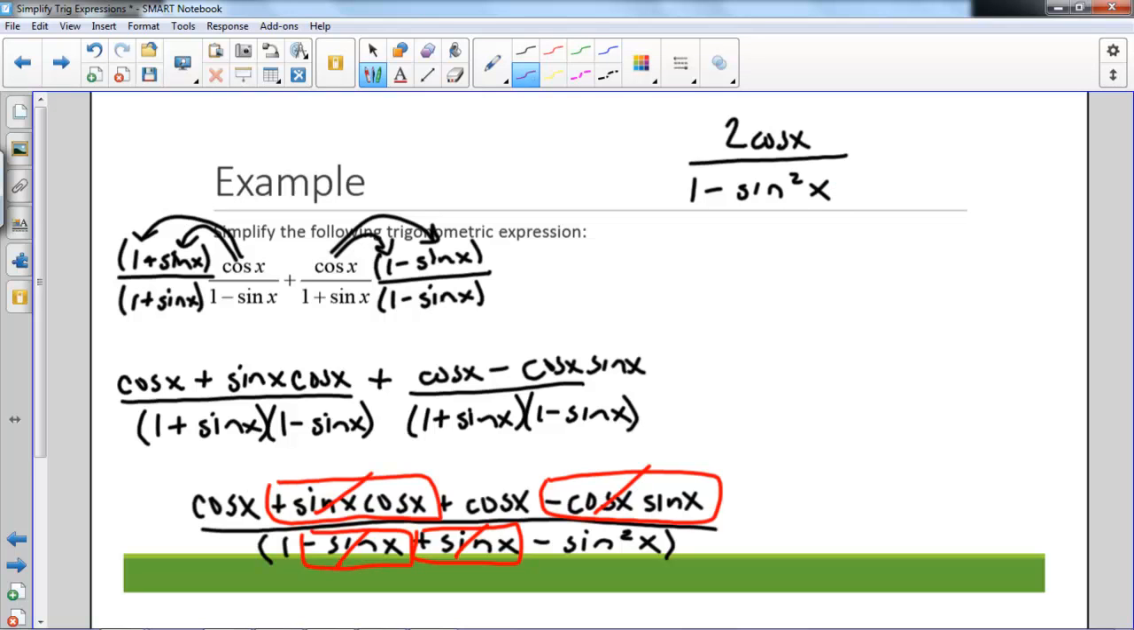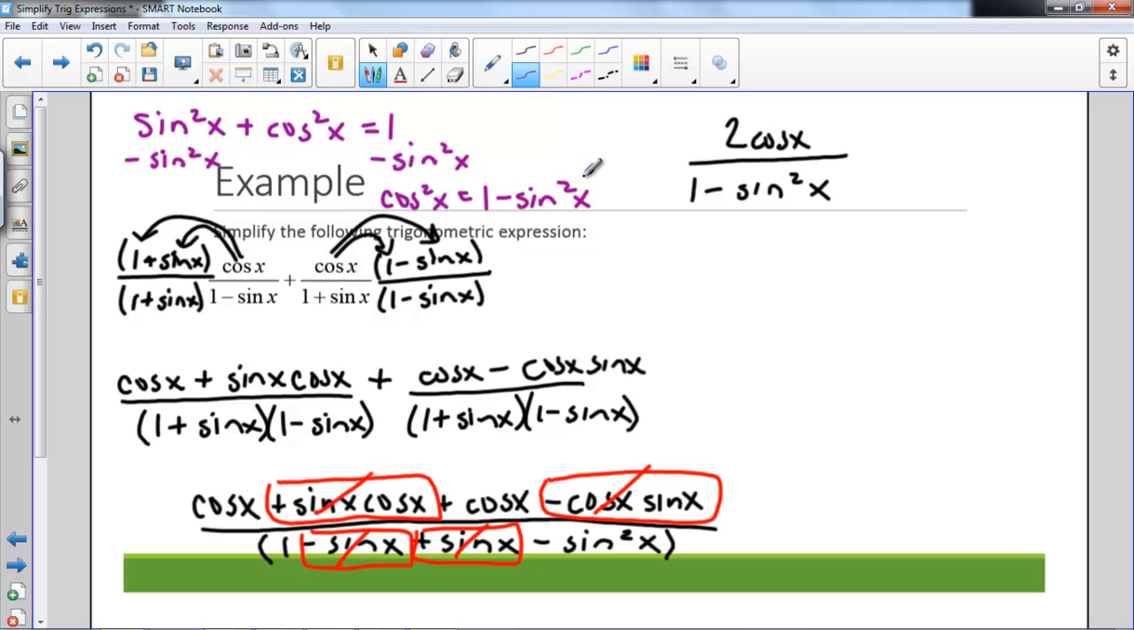So if you recall that first Pythagorean identity, we have sine x squared plus cosine x squared equal to 1. And here I have a 1 minus sine squared x. So if I subtract sine x squared from both sides of my equation, I'm left with cosine squared x equal to 1 minus sine squared x. So now since I have the same exact thing here and here, I can replace this with what this equals, which is cosine squared x.